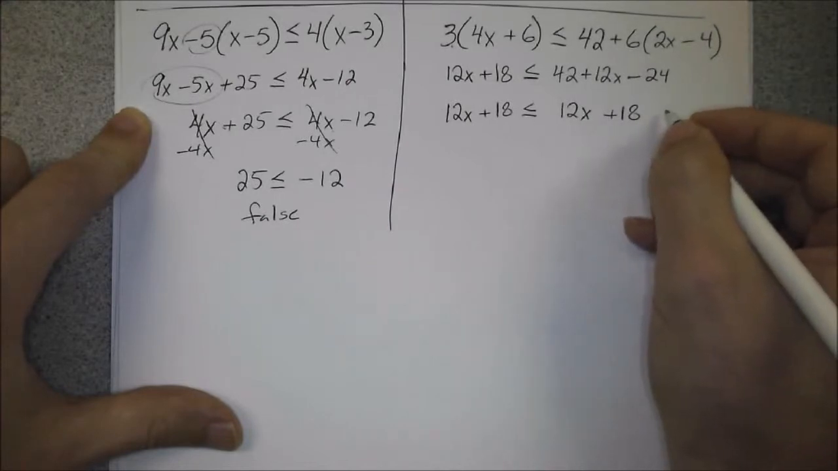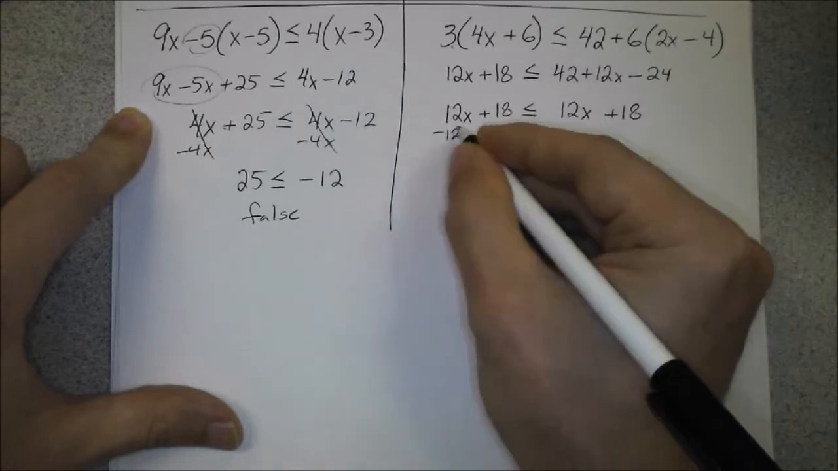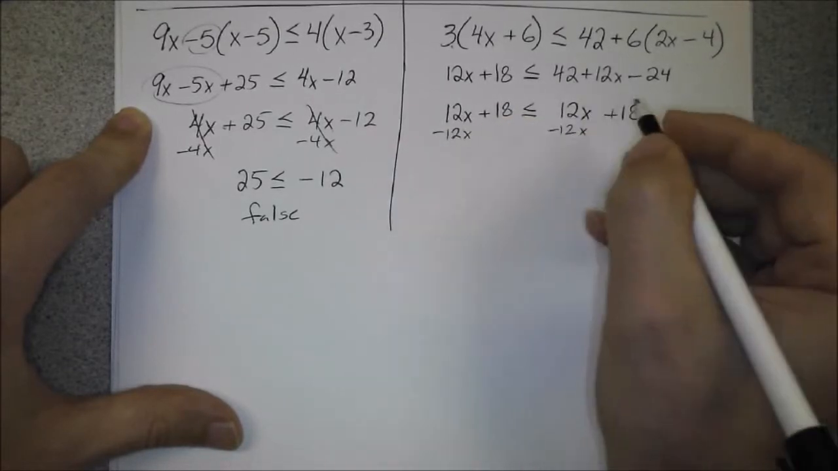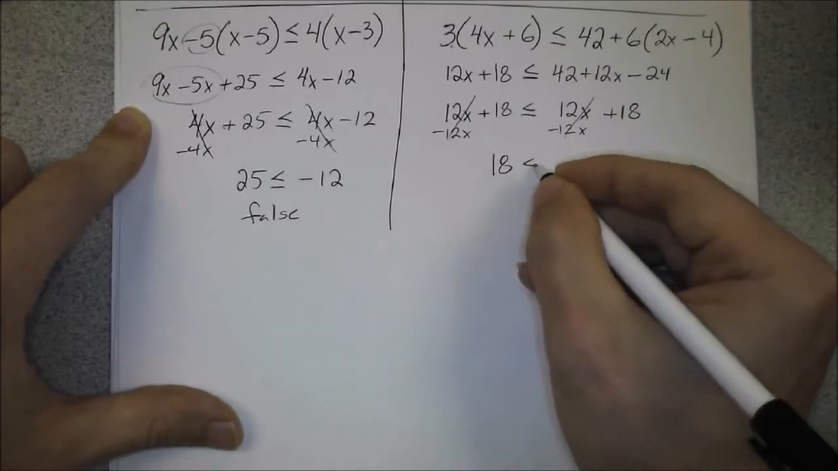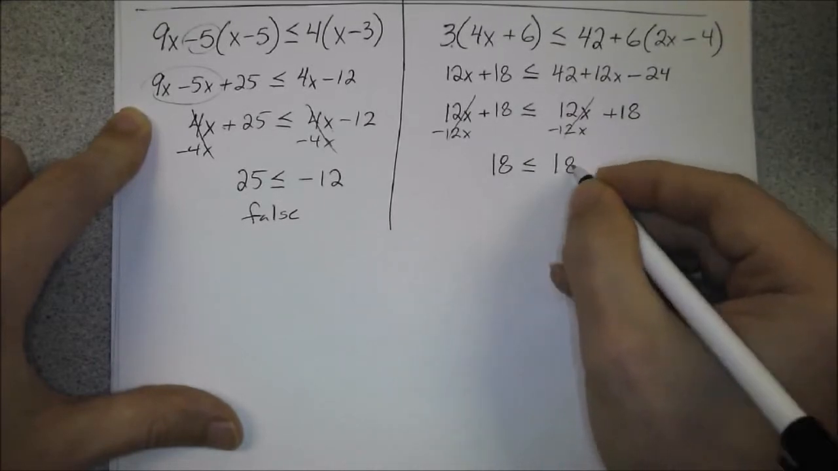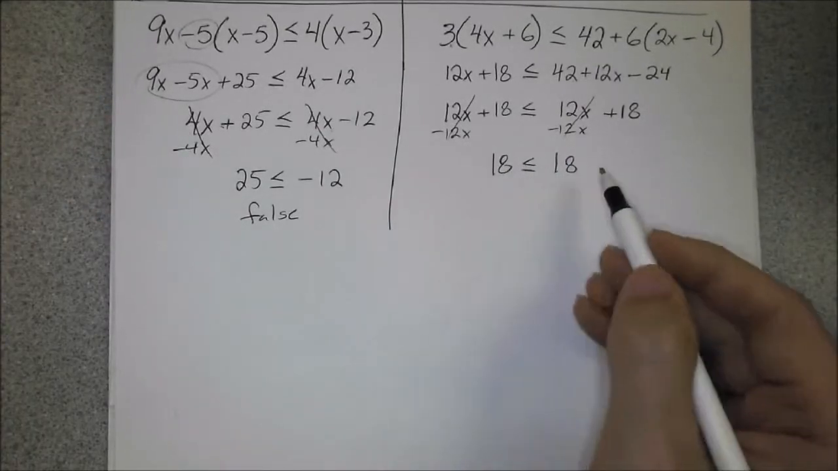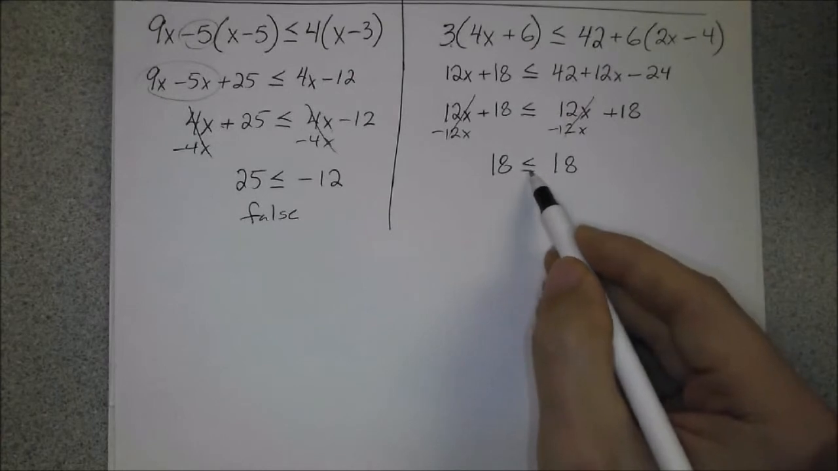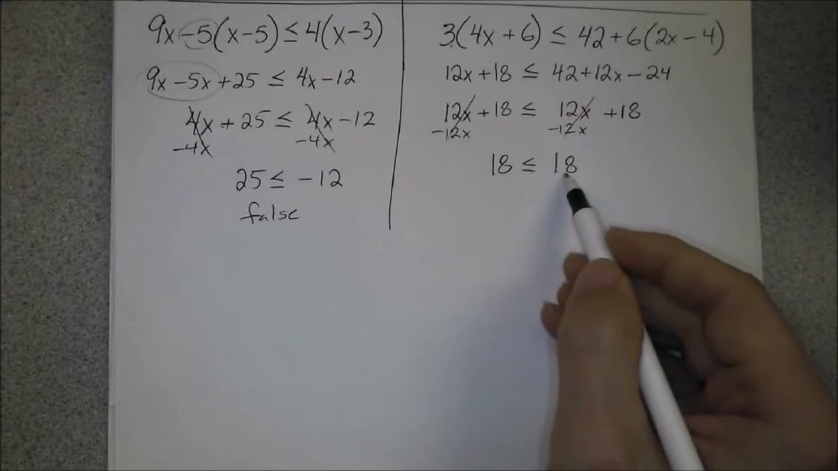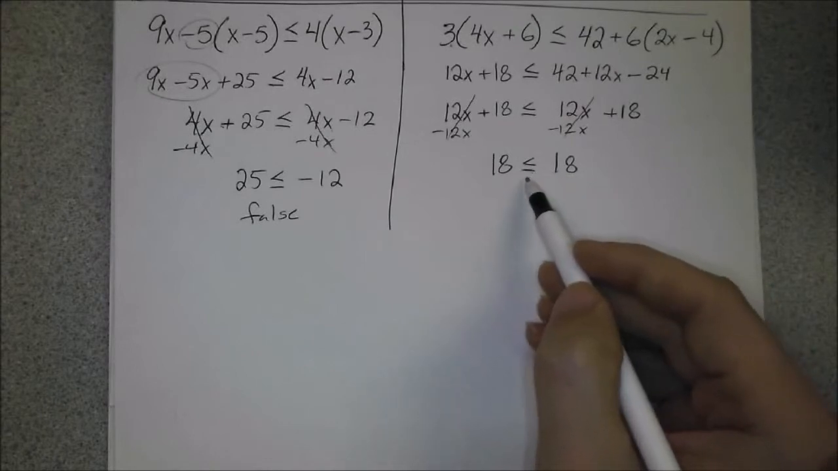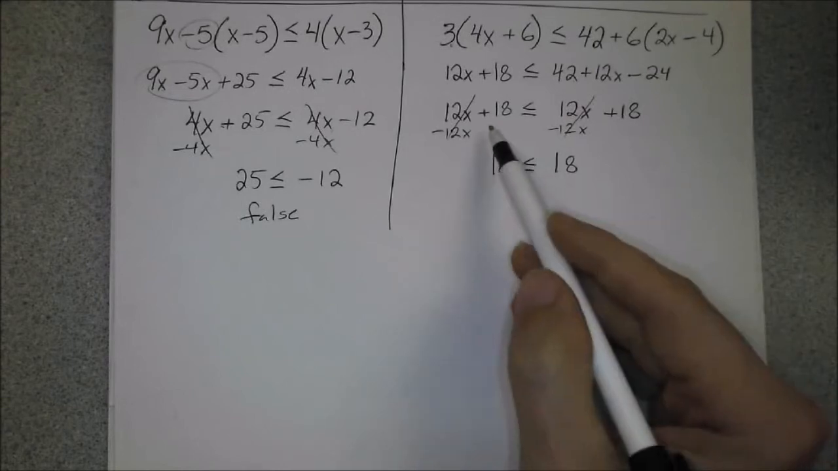So now let's get rid of these x's here. Take away 12x from both sides. Bam, bam. So now I got 18 less than or equal to 18. Well, let's take a look at this. Is 18 less than 18? No, but it's less than or equal to, and 18 can be equal to 18. So what that means is that any number that we put in for x is going to make this inequality true. So any number could be the solution.